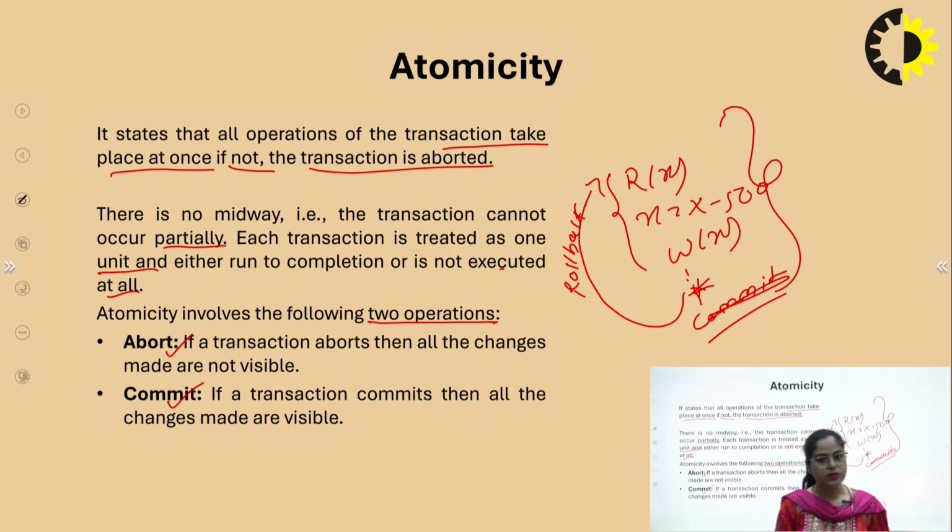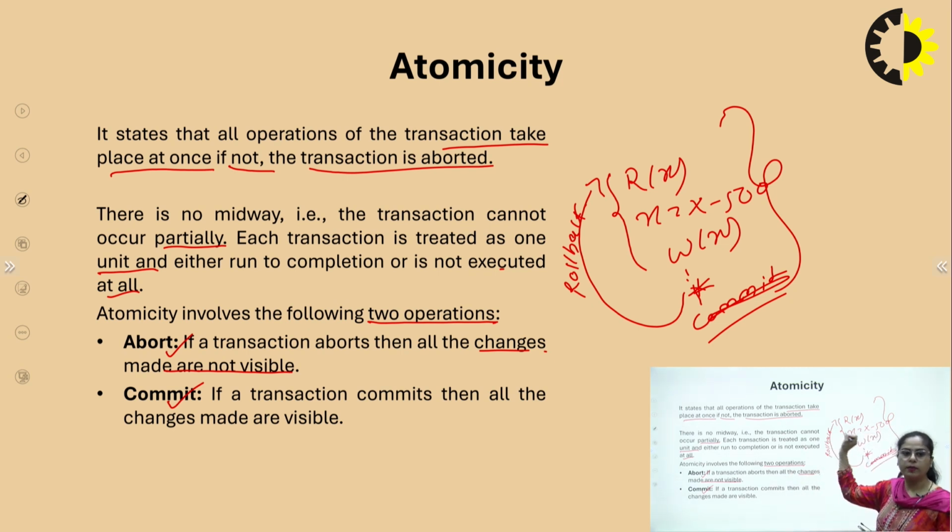If a failure occurs while performing the actions, then it aborts. If a transaction aborts, then all the changes made are not visible. Okay, this will abort, this will roll back, if a failure occurs.